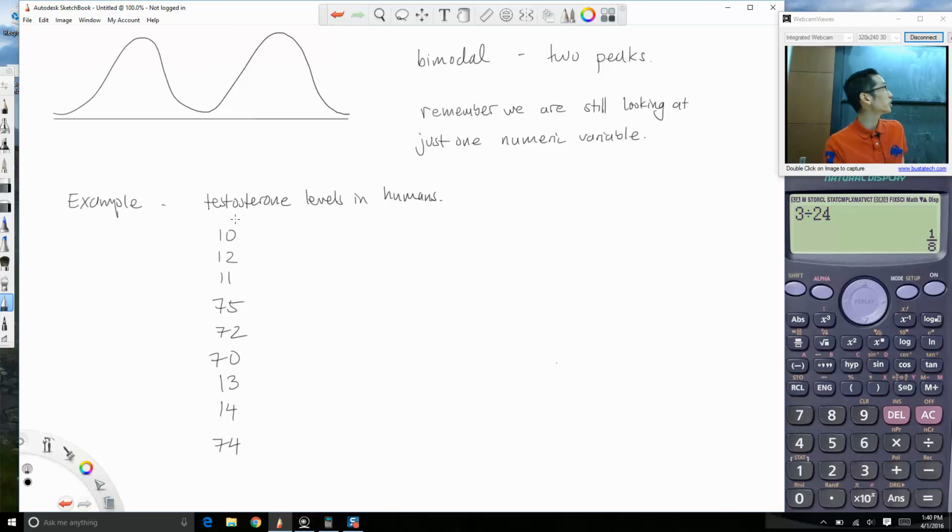And this is just one numeric variable. We're just looking at testosterone levels. We haven't asked, are you male or female? We haven't asked any other questions. We're just looking at this one numeric variable. But based on our understanding of biology, we can guess which of these values correspond to men and which correspond to women, right? Just by looking at these numeric things.